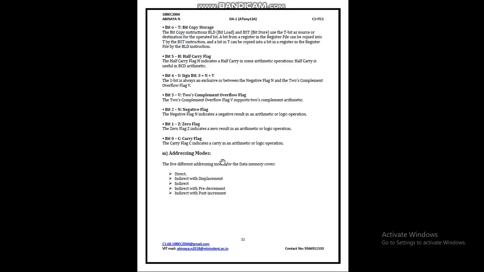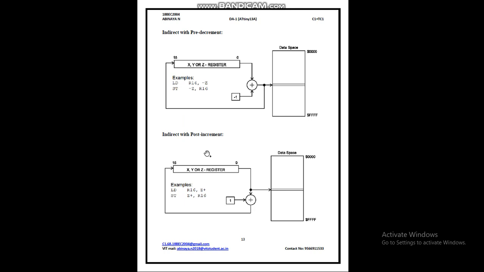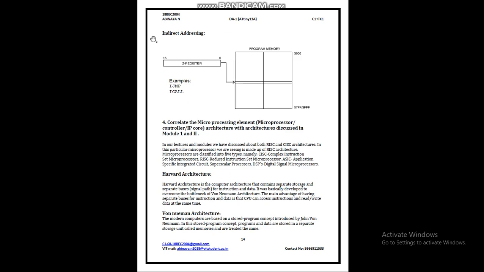And this is the addressing mode. The addressing modes are direct, indirect with displacement, indirect with post increment, and indirect with pre-decrement. This is the general representation of the direct addressing mode, and this is the general representation of indirect with displacement. Similarly, we have indirect with pre-decrement, indirect with post increment, and this is a representation of the indirect addressing.